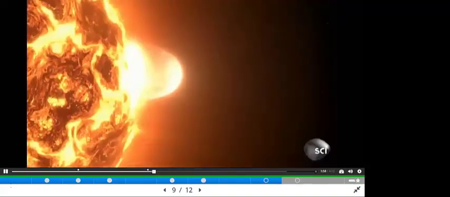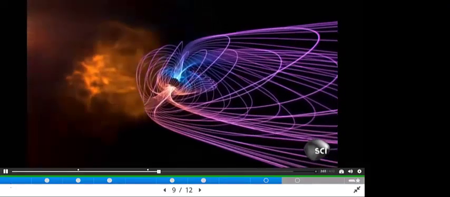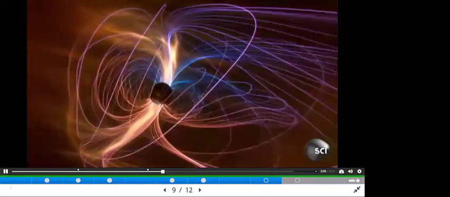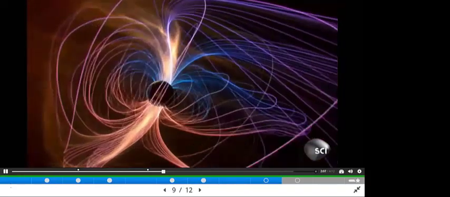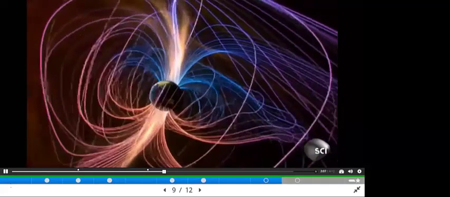Our sun is constantly hurling deadly radiation out towards us. Only our magnetic shield, the magnetosphere, saves us. Without it, the solar wind would blow our atmosphere away, and without an atmosphere, liquid water could not exist on the surface.